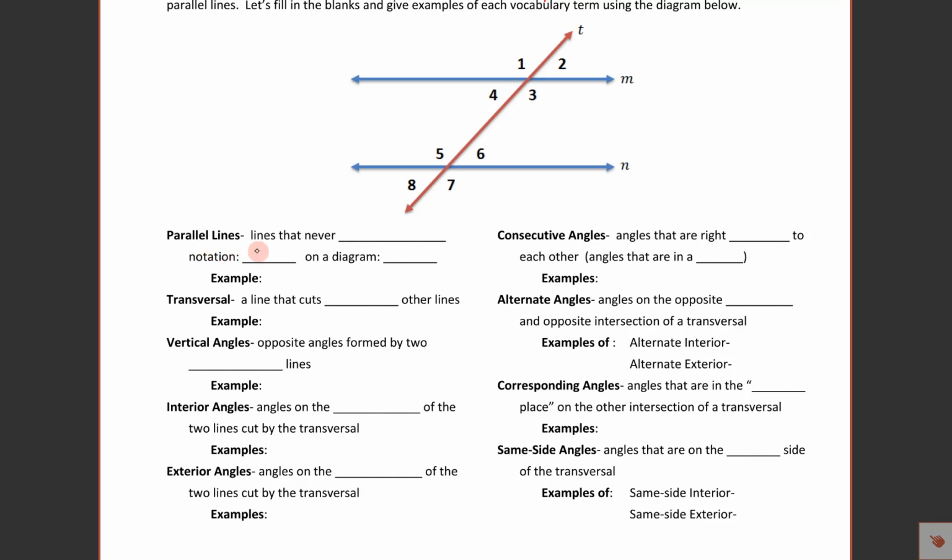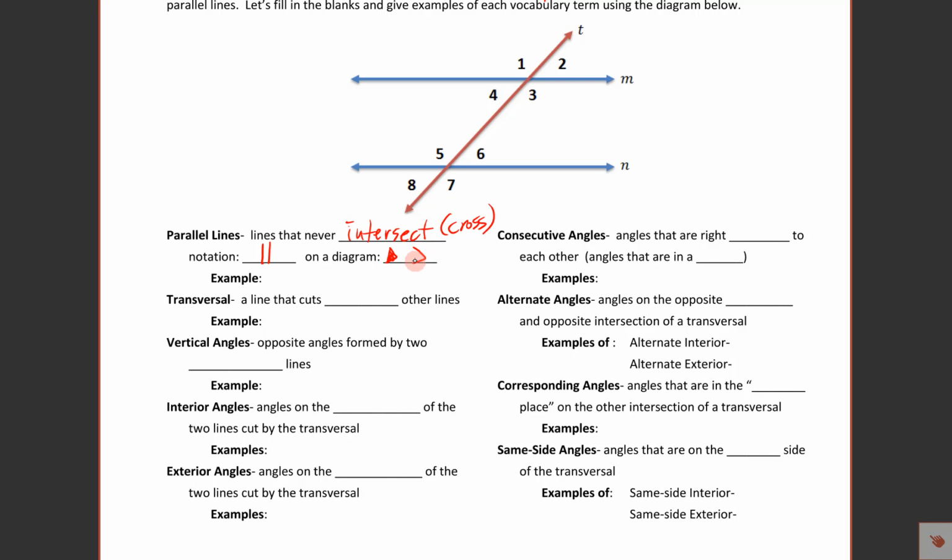So it says parallel lines. Parallel lines are lines that never cross, or we're going to say intersect. Never intersect. Okay, and I'm going to just put cross in parentheses here. They never cross. Okay, the notation that we use is two lines that are right next to each other. It kind of looks like two L's. And on a diagram, we use arrows. We might do something like this. Okay, so we'll put a little arrow here. Sometimes we'll just use a symbol like that.